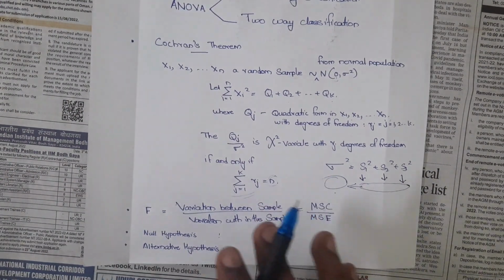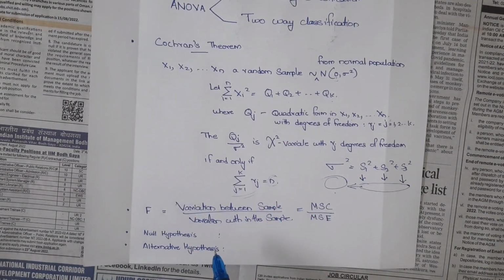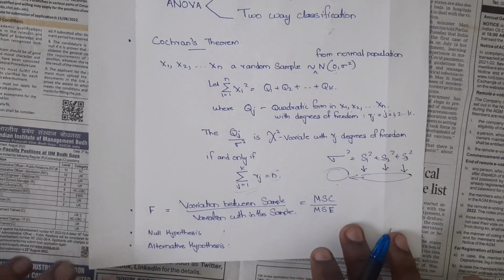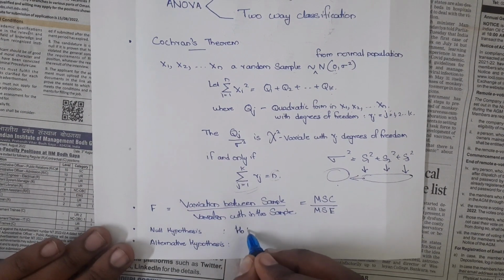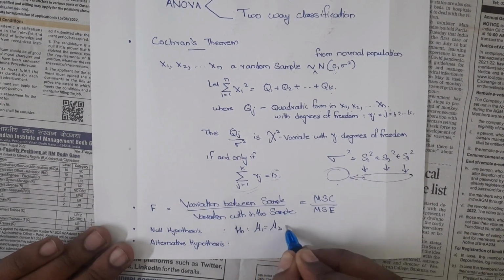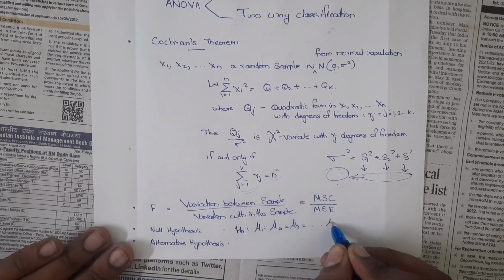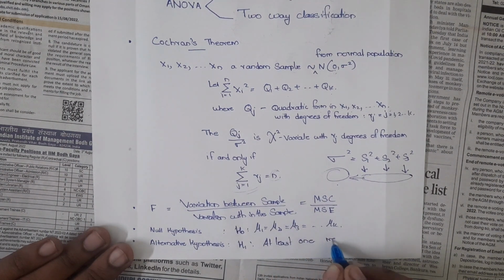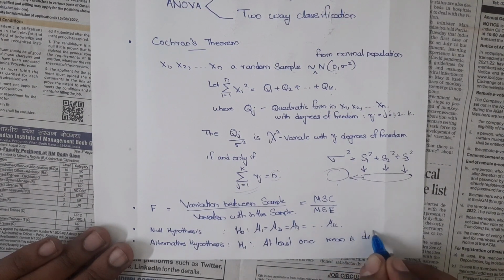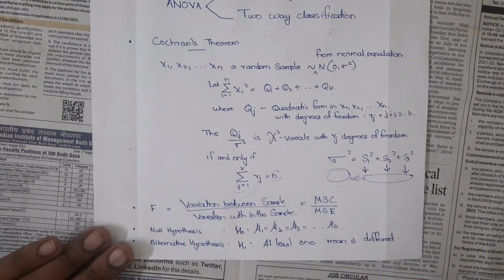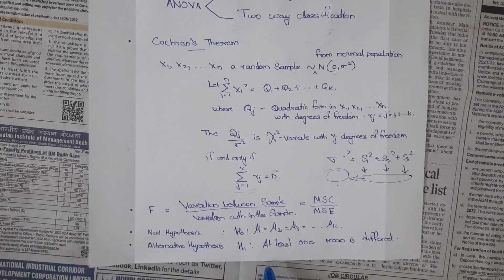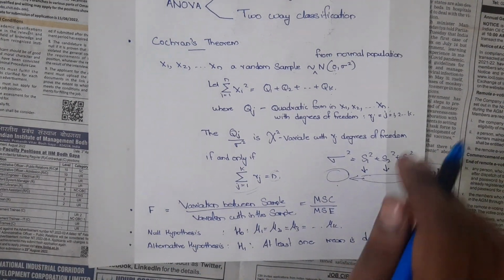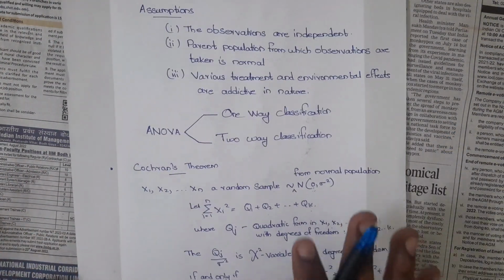Then next, for studying ANOVA, we want to know what the null hypothesis and the alternate hypothesis are. In ANOVA, we use the null hypothesis as mu1 equal to mu2 equal to mu3 equal to etc. mu k. The alternate hypothesis is that at least one mean is different. This is the null hypothesis and this is the alternative hypothesis. That's the introduction for ANOVA.